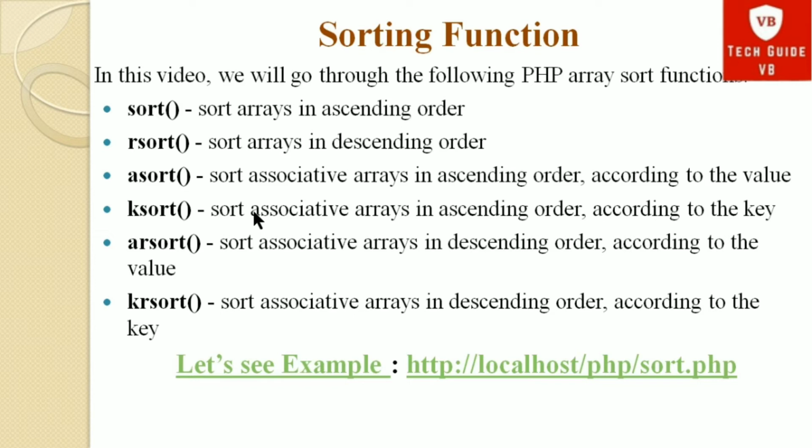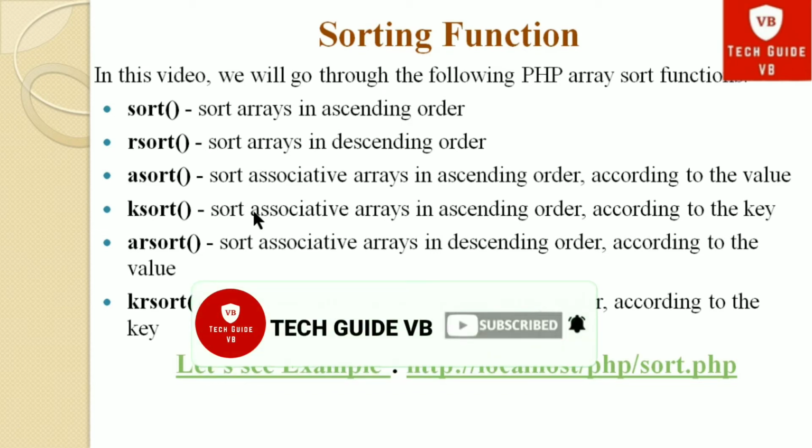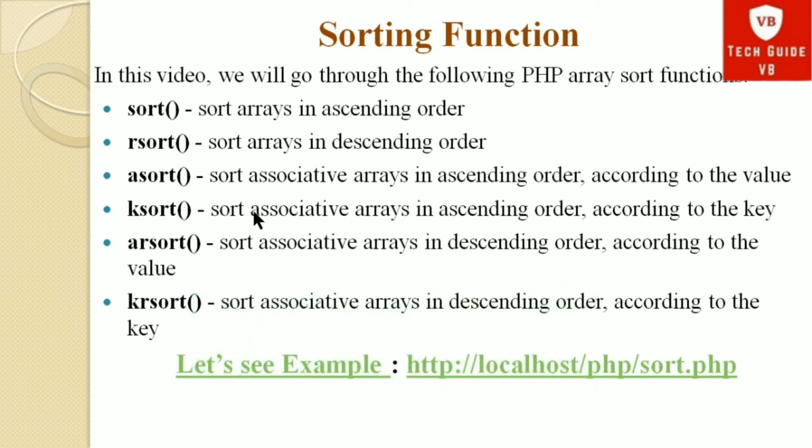Then the sixth function is krsort, which sorts associative arrays in descending order according to key. So krsort is the opposite of ksort, we can say. Both functions sort the arrays in descending order and ascending order respectively. So we will see an example, the code for these sorting functions in PHP.